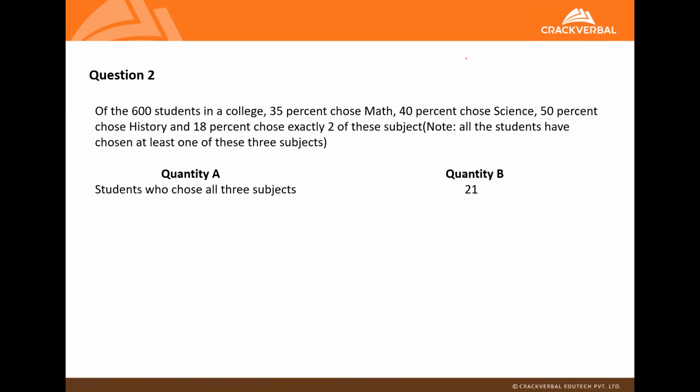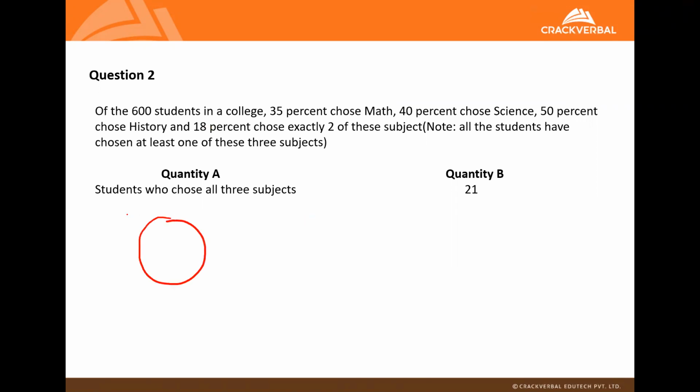Okay. So I see most of y'all have struggled on this question, right? Because this is a level 4 or level 5 question on the GRE. So we look at two ways of solving this question. One would be the conventional way, and the other would be a take back in terms of strategy. Now the question says of the 600 students in a college, 35% chose math.